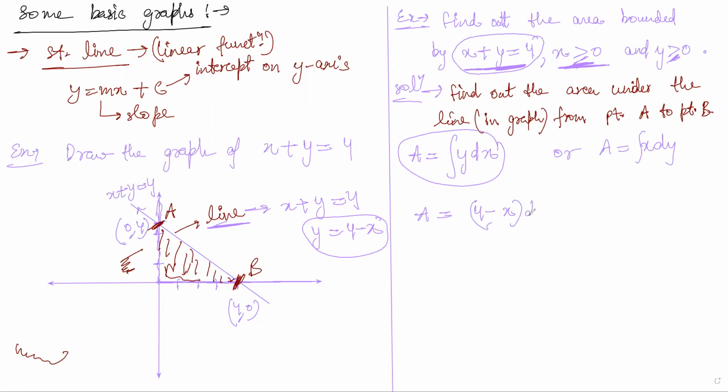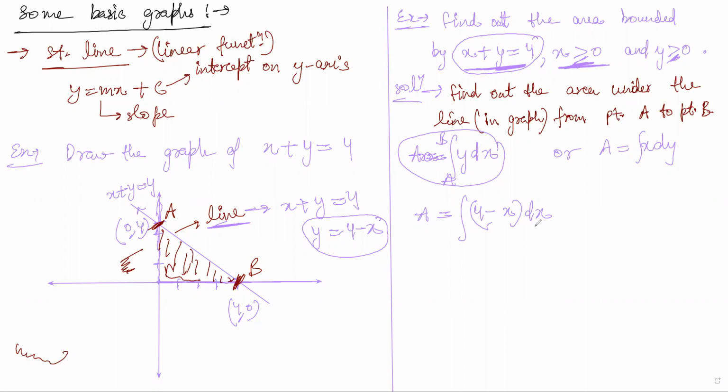4 minus x from point A to point B. Area is equal to this. Now, what do we mean by point A and point B? Point A and point B will basically tell you the limits within which this area has to be calculated. Now, how to find out the limits?